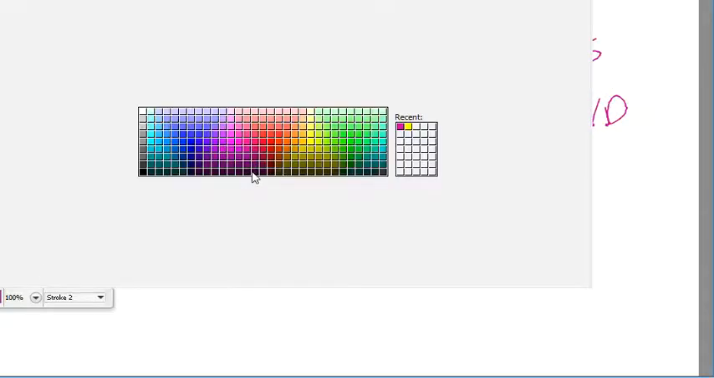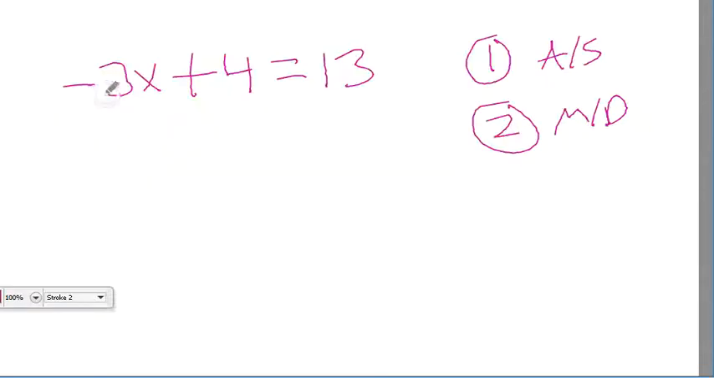So let's identify where our variable is. In this equation, our variable is right here. This is the right side of the equation, and this is the left side of our equation. So our variable is on the left side. In order for this variable to be all by itself, we are going to have to get rid of the plus 4. We also have to get rid of the multiplication of negative 3.